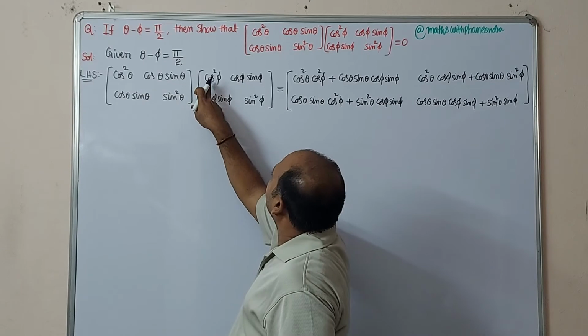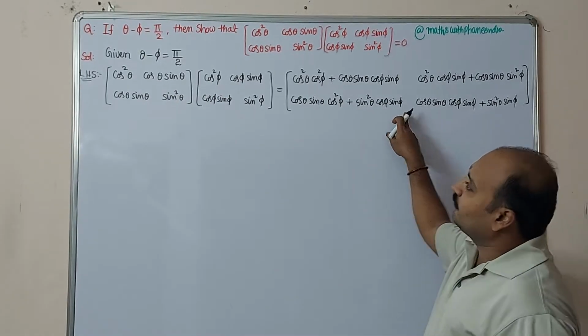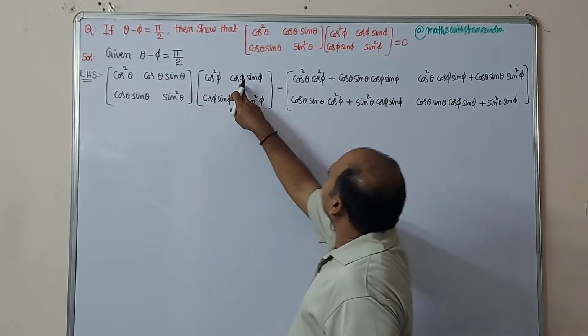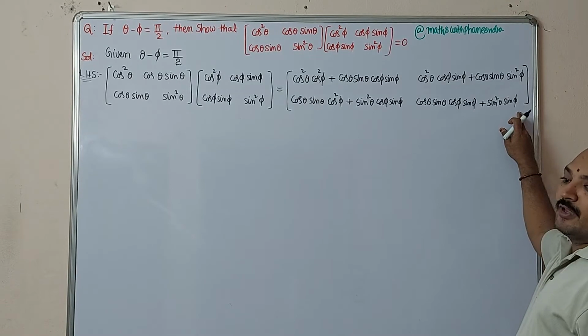See once again, these two will check it. Cos theta into sin theta into cos square phi, sin square theta into cos phi sin phi. Next, cos theta into cos sin theta into cos phi sin phi, sin square theta into sin phi.